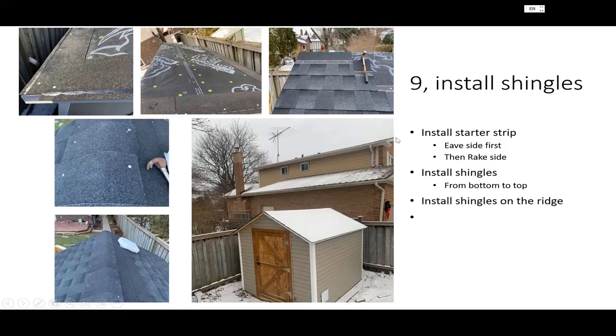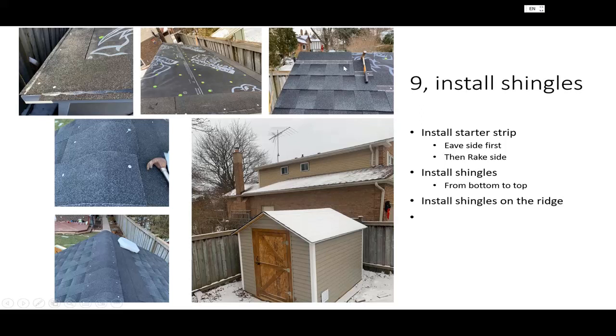Okay, so in terms of the process, you need to install the starter strip. This is the starter strip. I got it from Home Depot, and you install it on the eave side again. This is the eave side, if you can remember, eave side first. Okay, starter strip, and then you cover it; that's the starter strip on the rake side. So this first, and then the rake side covers that, and then you can install the shingles.